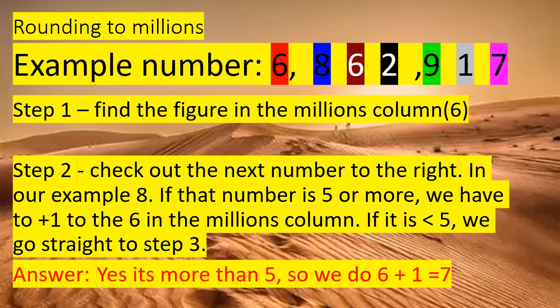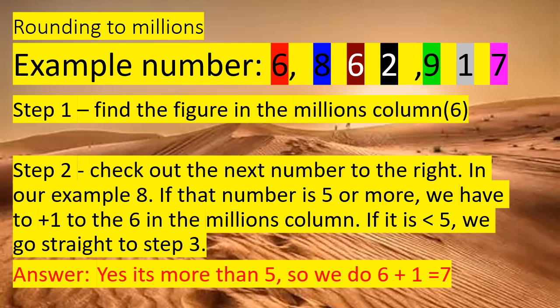So the question in this one is we're rounding to the millions. So step 1, we find the figure in the millions column, which is the red one, the 6. Step 2, this is very important. Check out the number to the right. So in our example, the number to the right of 6 is 8. If that number is 5 or more, we have to add 1 to the 6 in the millions column. If it is less than 5, we go straight to step 3.